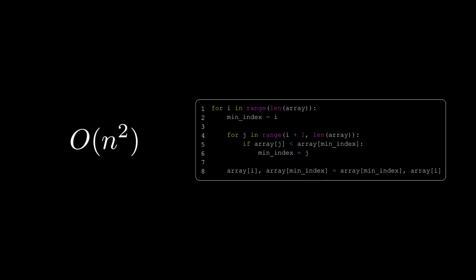The time complexity for this sorting algorithm is O(n squared), meaning the time it takes to sort an array increases quadratically with its size. This is because selection sort iterates over the array multiple times, comparing each element to every other element to find the minimum.